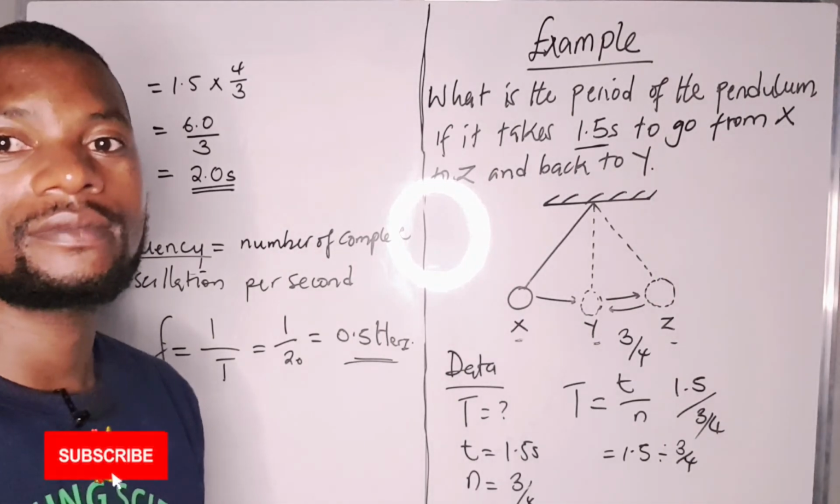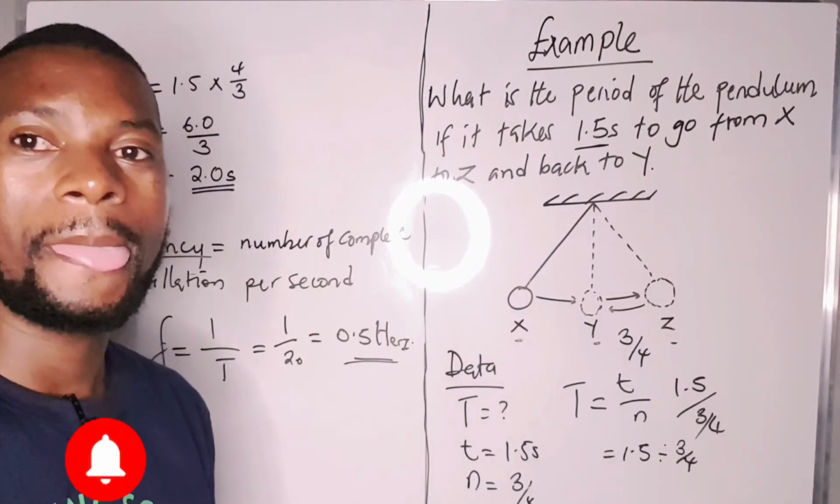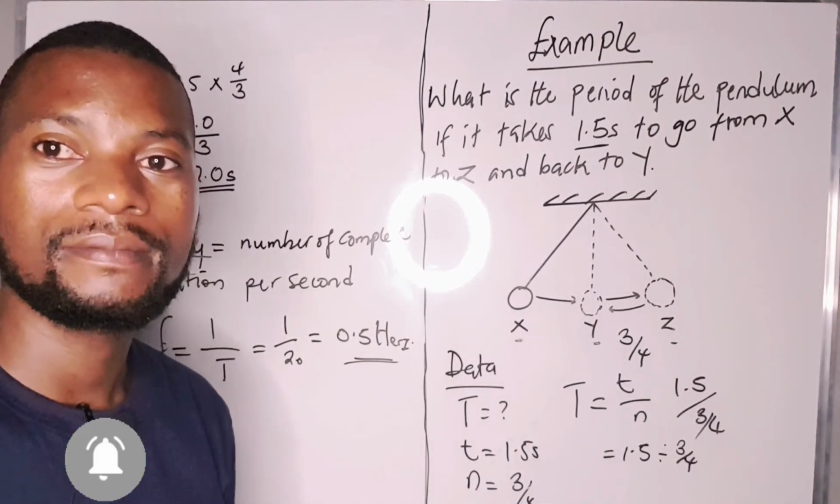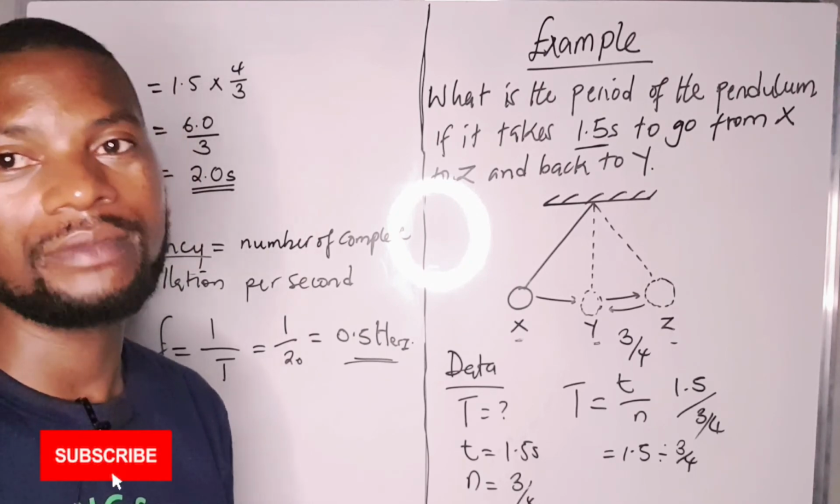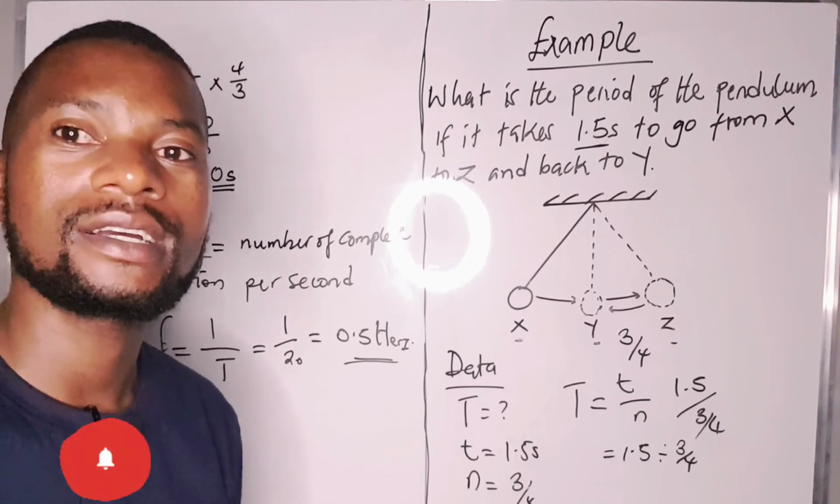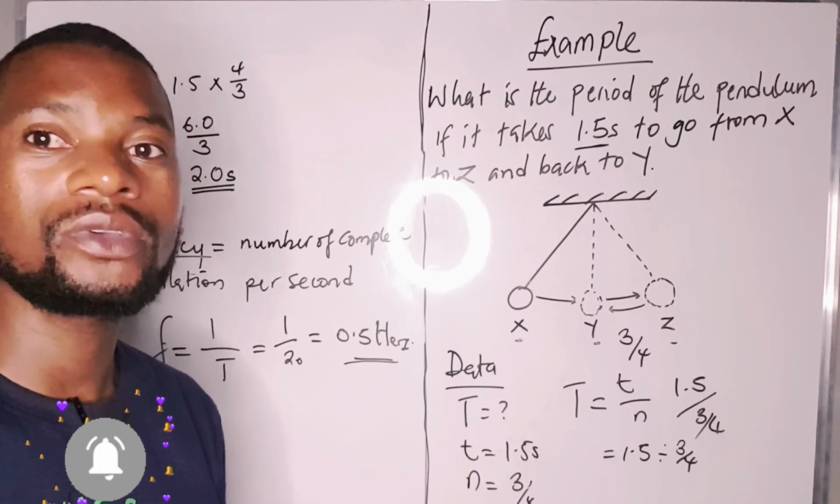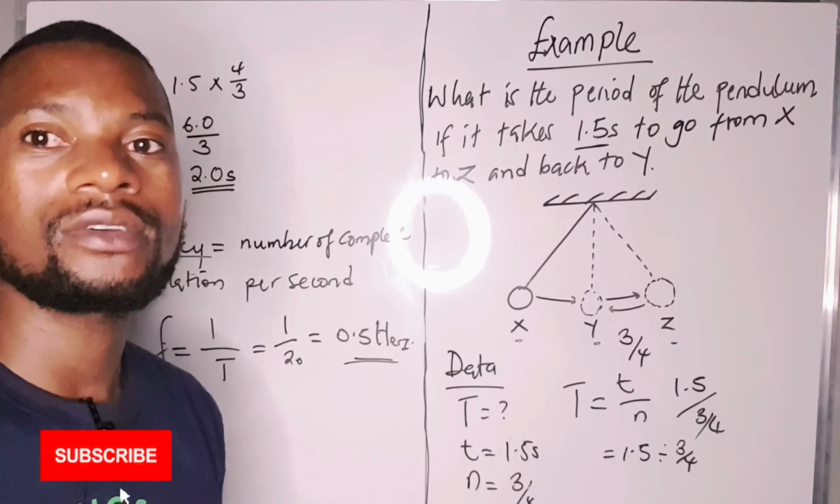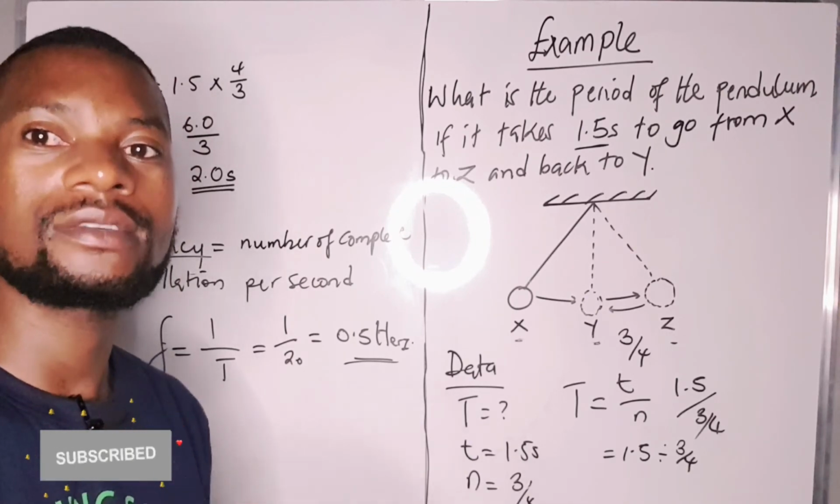In short, if you are given a question about the simple pendulum and you are told to calculate the period and thereafter calculate the frequency, you use the period calculated to calculate the frequency.